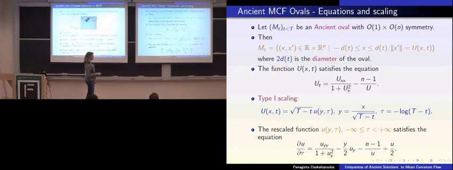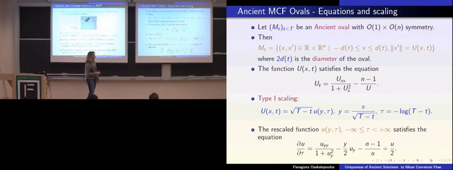So therefore, little u is one over something. And then you stretch, you also make the variable y. This means that you rescale your whole surface by shrinking it by 1 over square root of T minus t. And you also perform this typical change in time. This is very common in this type 1 scaling.